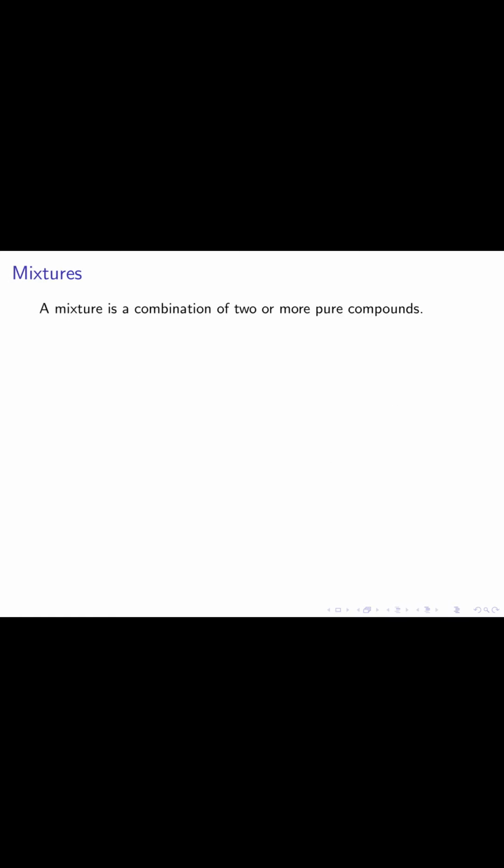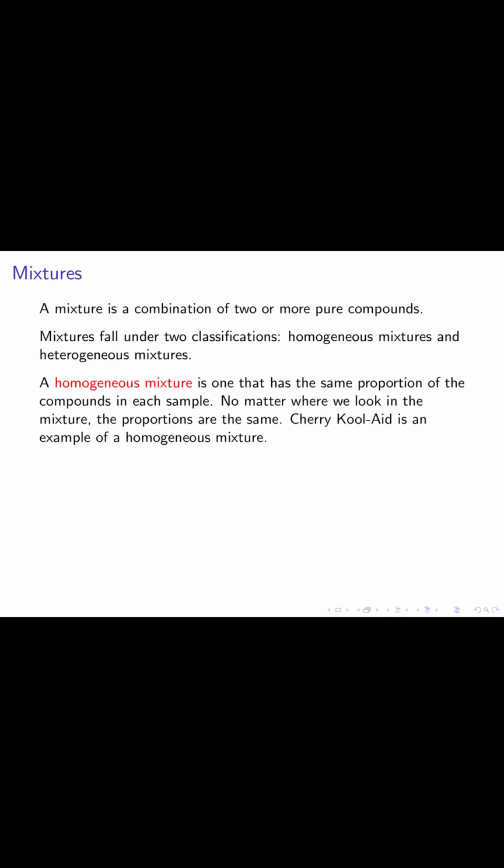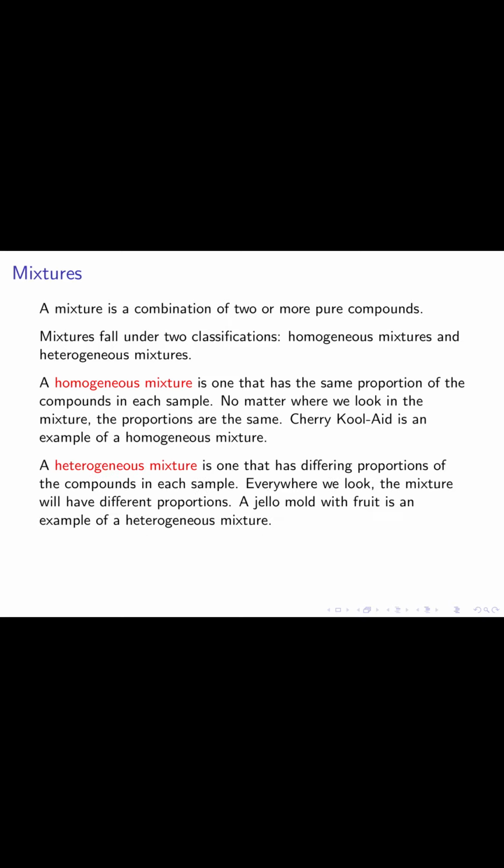A mixture is a combination of two or more pure compounds. Mixtures fall under two classifications: homogeneous mixtures and heterogeneous mixtures. A homogeneous mixture is one that has the same proportion of the compounds in each sample. That is, no matter where we look in the mixture, the proportions are always the same. Cherry Kool-Aid is an example of a homogeneous mixture.